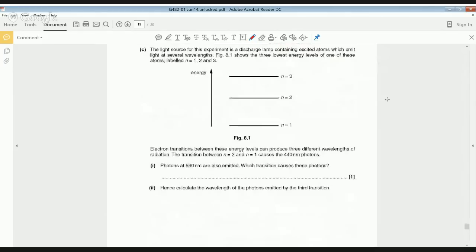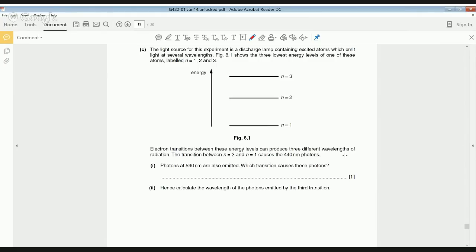And the very, very last part of this exam paper then is part C here, which is on line spectra. The light source of the experiment is a discharge lamp containing excited atoms which emits light at several wavelengths. Figure 8.1 shows the 3 lowest energy levels of one of these atoms, n1, n2, and n3. Electron transitions between these energy levels can produce 3 different wavelengths of radiation. The transition between n equals 2 and n equals 1 causes the 440 nanometer photons.